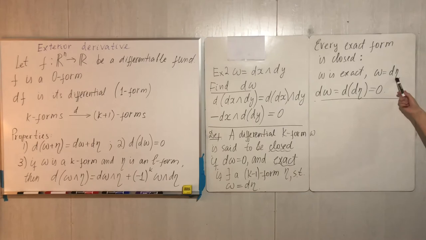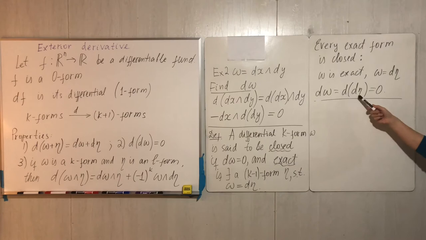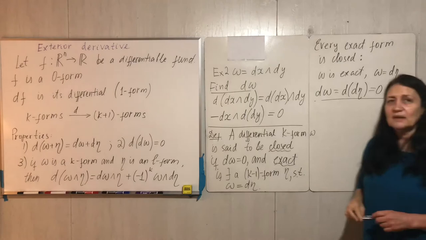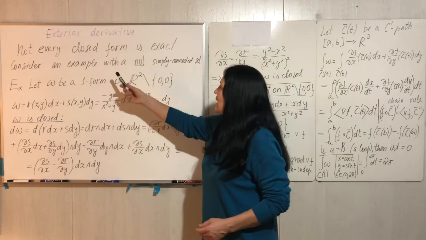And then we want to check whether this form is closed or not. We compute its exterior derivative d omega, and we see that we have d d eta, and since we applied d twice, it will be equal to zero. We just established that every exact form is closed, but not every closed form is exact. So consider this example.